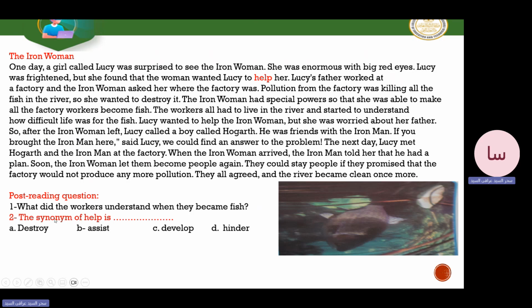Okay. Number 2, what's the synonym of help? Is it destroy, assist, develop, or hinder? Okay, take your time to think of the answers.